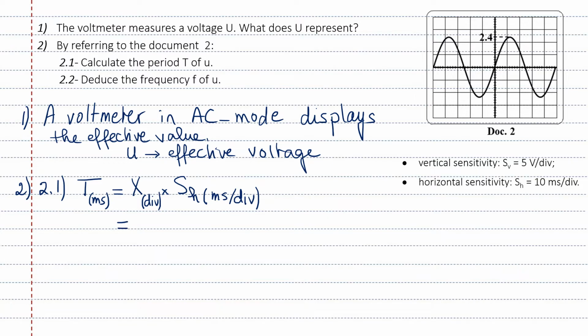Equals, calculating X or reading X on the graph. This is usually a common problem. We can either choose from crest to crest and we count. Crest happens to be here, and if we count it, 1, or if we count the X, 2, 3, 4, 5, and 6. Apparently we have 6 divisions over here.